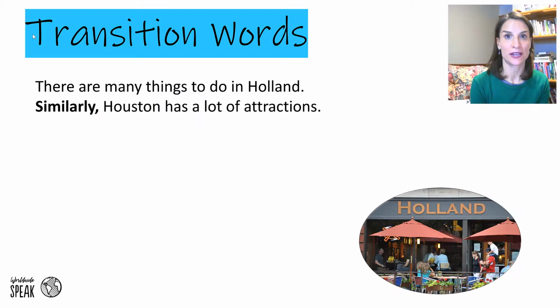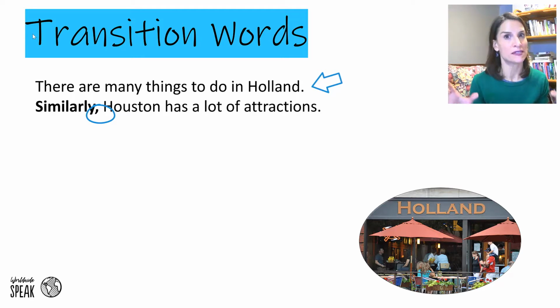And here's another word I can use to connect two ideas. Here I'm going to show that things are similar. That means almost the same, but not exactly. And I'll use it like this at the beginning of a sentence. "There are many things to do in Holland." Stop. End of sentence. Next sentence. "Similarly, comma, Houston has a lot of attractions." So I'm connecting these two ideas.